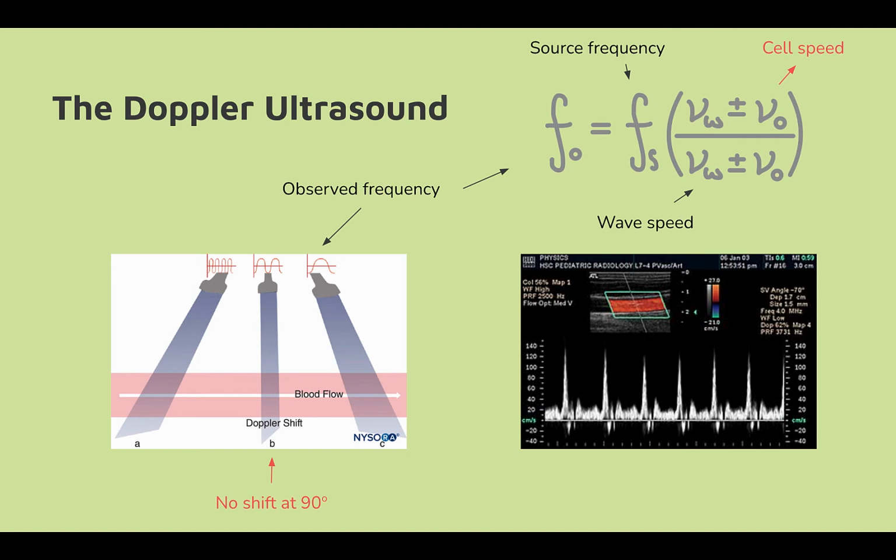In order for this type of ultrasound to produce an accurate graph, it's important that the probe is angled as close to parallel as possible in relation to the blood vessel being examined. If the probe is 90 degrees to the vessel, then there will be no Doppler effect.